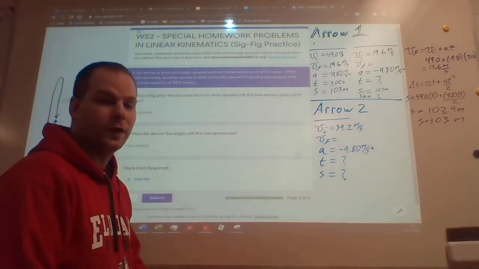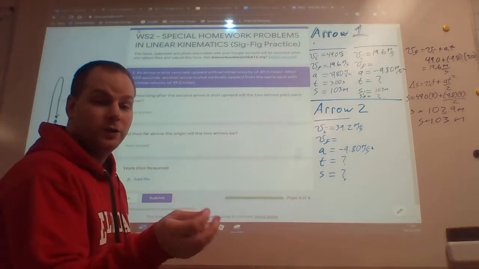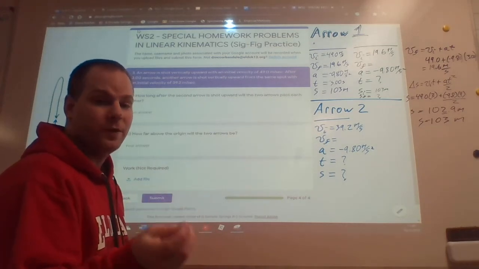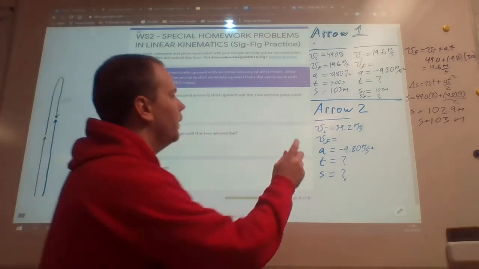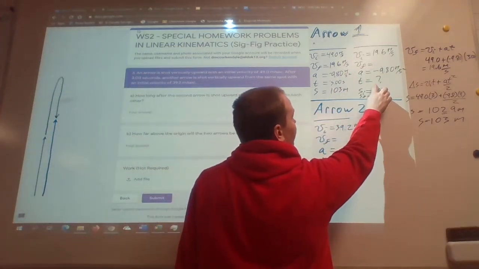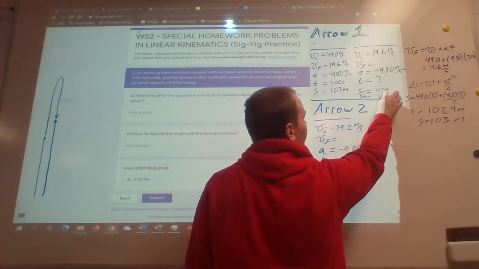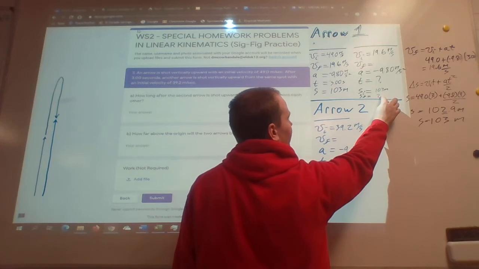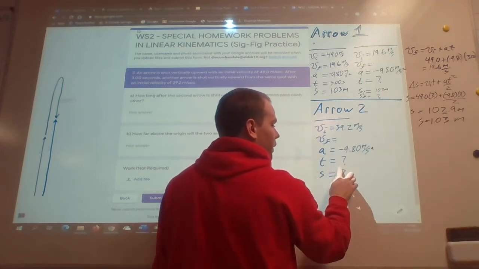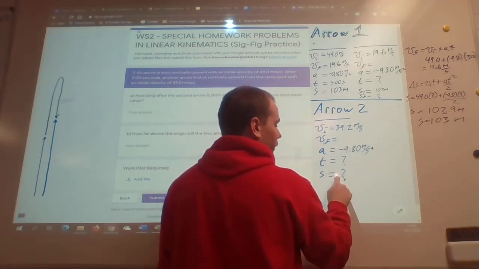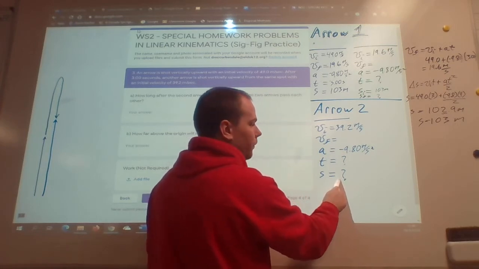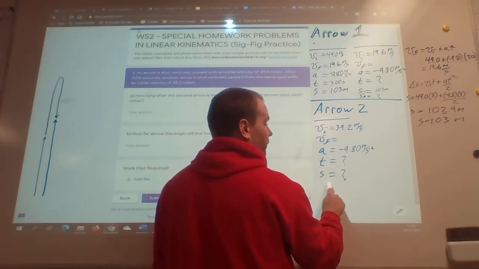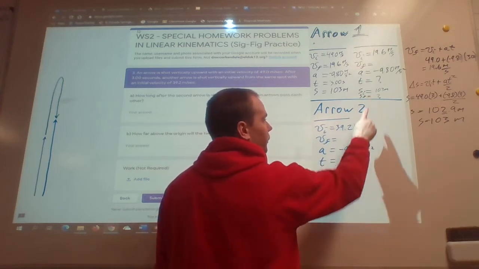Okay, here's your first set of hints. Much like the speeder problem, S and T have to be the same for both arrows. So the time it takes for this arrow to go from this position to this position has to be the same as the time it takes for arrow 2 to go from the ground to its final position. So the heights above the ground are going to be the same. S and SF are going to be the same for both of these.